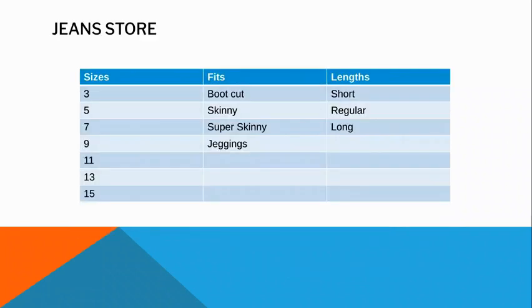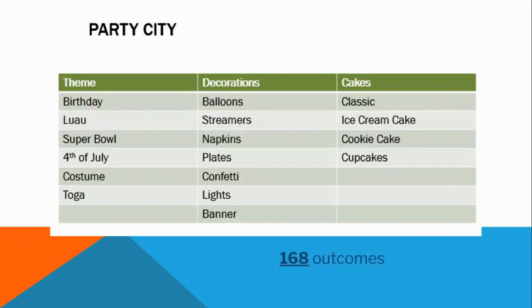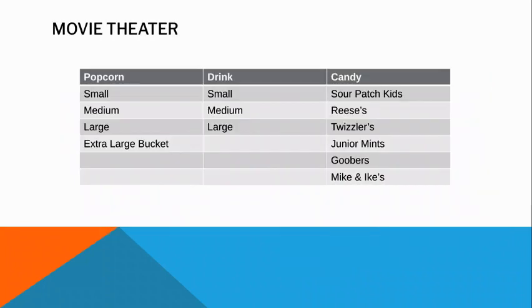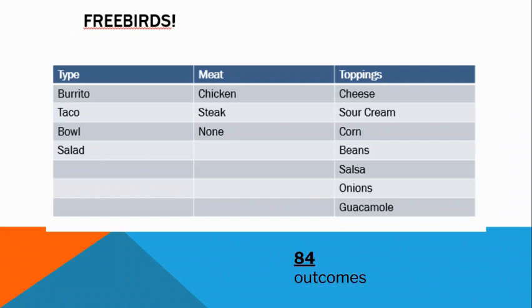If I go to the jeans store, same rule applies. I have 7 times 4 times 3. I get 84 outcomes. And we can keep doing this with all of these different activities. The ice cream shop would be 7 times 3 times 3, which is 63 outcomes. And the same with Party City, and the car dealership, and the movie theater, and the pizza parlor. Okay, so I think we got the hang of that. Oh, and Freebirds. There we go.